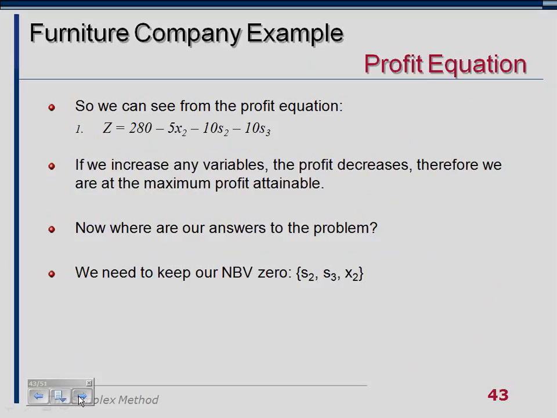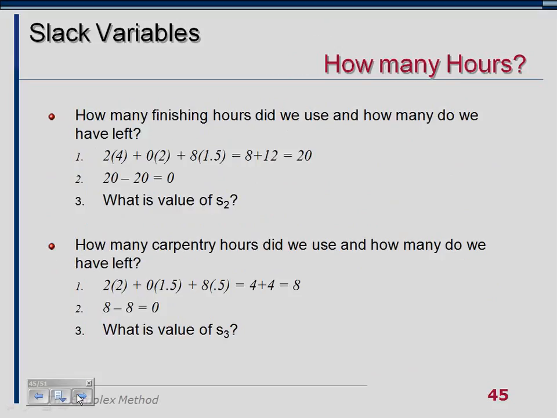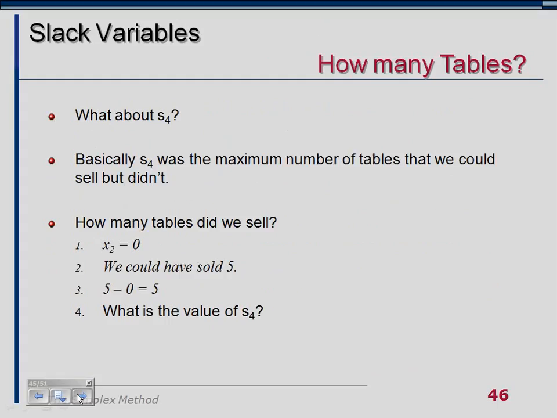So this is just showing you the slack variables. If we make 2 desks and 8 tables, we use 28 board feet of lumber. We have a total of 48 available. S1 is equal to 24. So S1, these slack variables, they're not just hanging around. After the problem's over, they end up telling you something. Okay? Finishing hours, we used all of them. Carpentry hours, we used all of them. Demand, we didn't use any of them. We have all of them left.